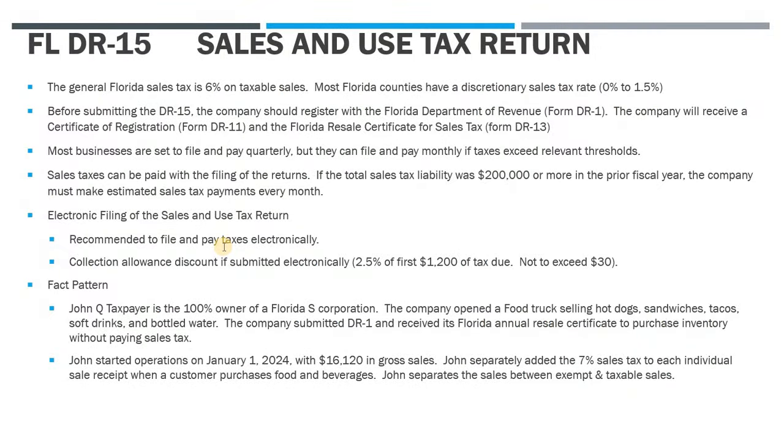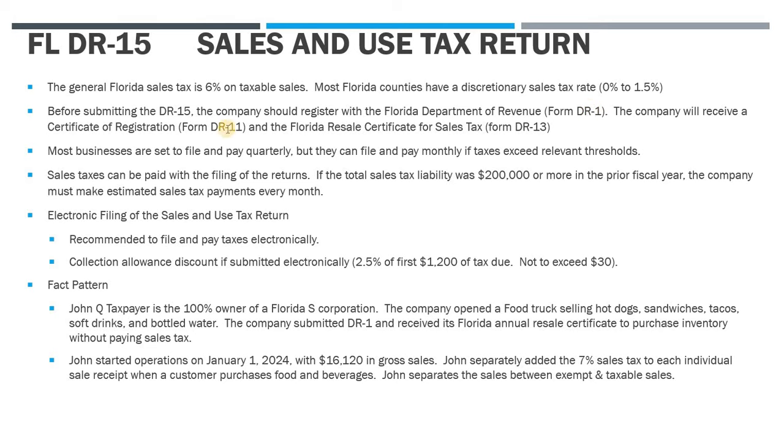And then we've got one slide here covering some background on the DR-15 and then some more details on the fact pattern itself. So when we talk about sales and use tax in Florida, the Florida general sales tax rate is 6%, right? And so this is 6% on taxable sales. There are things such as exempt sales, which we'll see an example of in our fact pattern here, but you're looking at 6% on taxable sales, and then most Florida counties have an additional discretionary sales tax rate. Now some counties have a 0 rate as the extra surtax, but most counties will have 1%. So it's anywhere from 0 to 1.5.